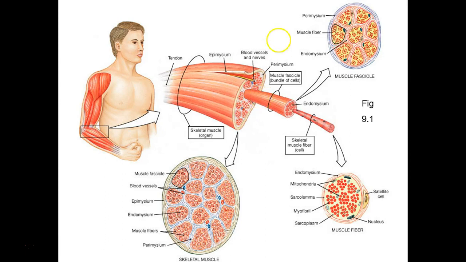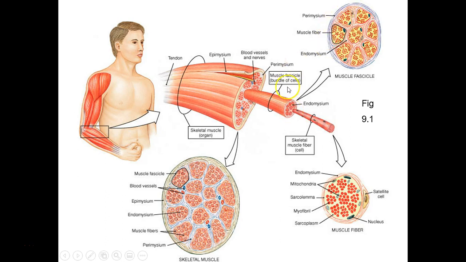You ever cut open a steak at the restaurant or at home, and then you can see fascicles inside of there. They're large. You can see them with your eyes. So around a fascicle would be some connective tissue that's called perimysium. So see, there's your perimysium.